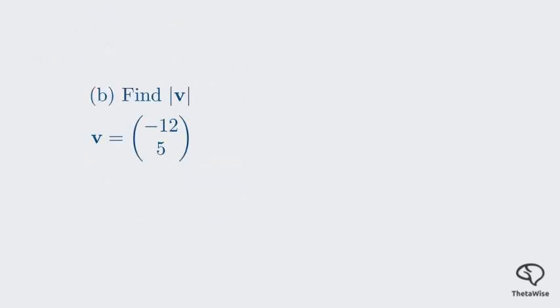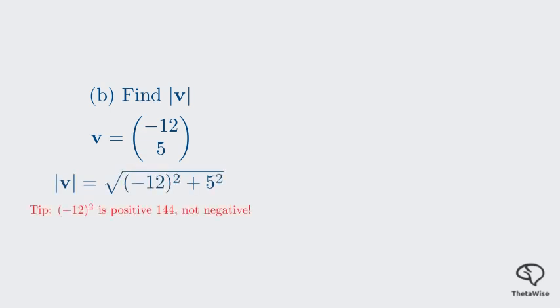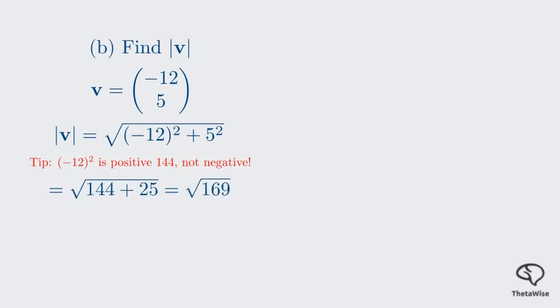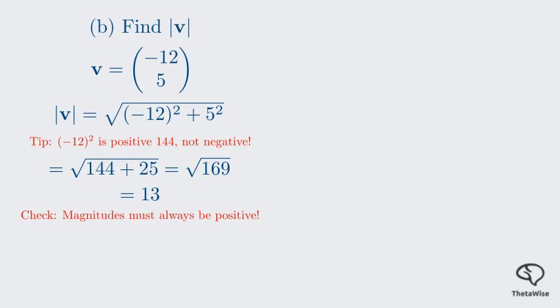In part B, we find the magnitude, or the modulus, of vector v. This is essentially using Pythagoras' theorem on the components. Remember that squaring a negative number always results in a positive number. -12 squared is 144. 5 squared is 25. 144 plus 25 is 169. The square root of 169 is 13.